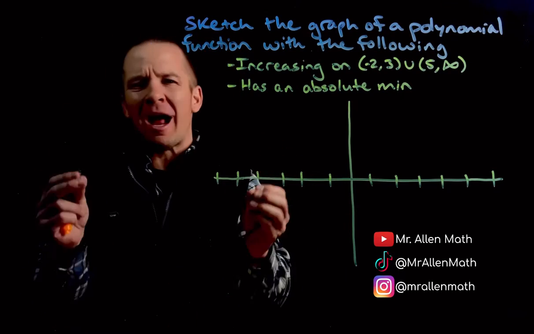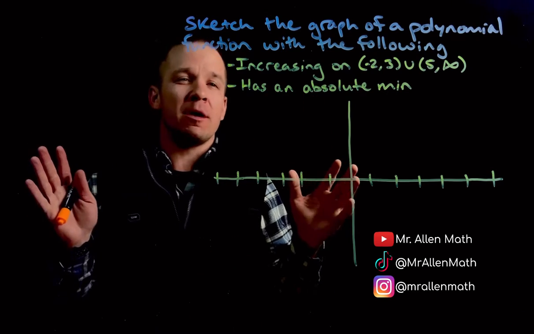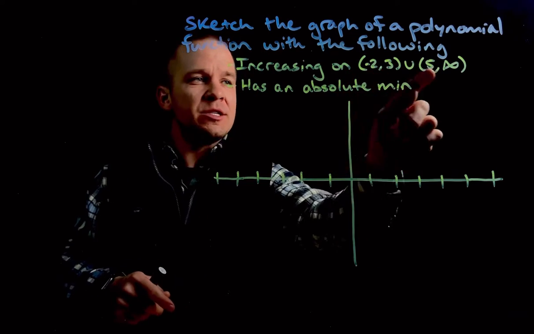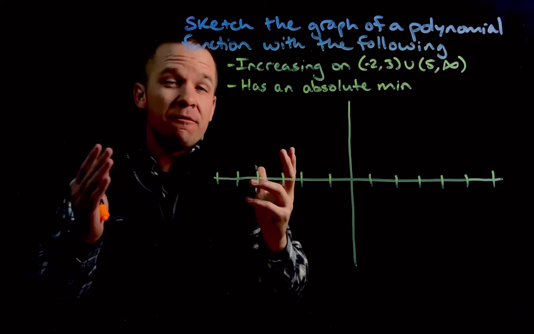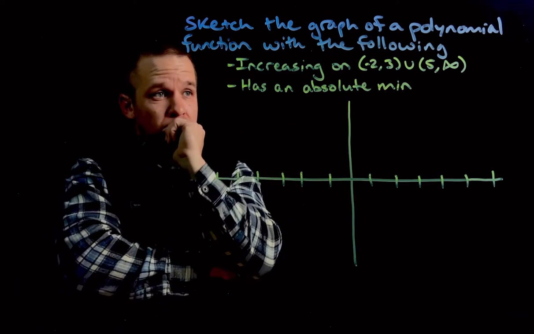We're about to sketch the graph of this polynomial function with the following characteristics. We only got two of them here. It's going to be easy. Maybe. I don't know. We'll see. It's increasing on these two intervals, from -2 to 3 and from 5 to infinity. And it has an absolute minimum.